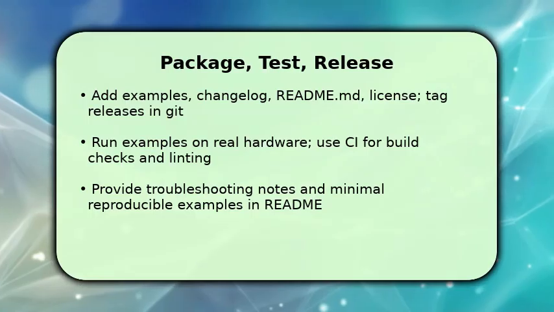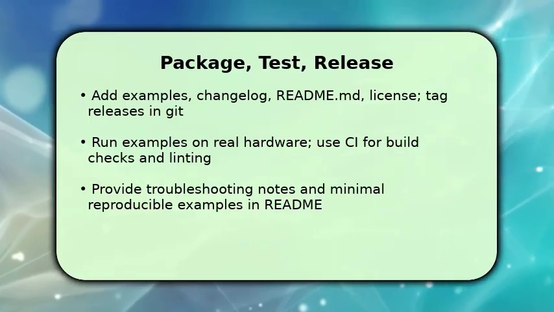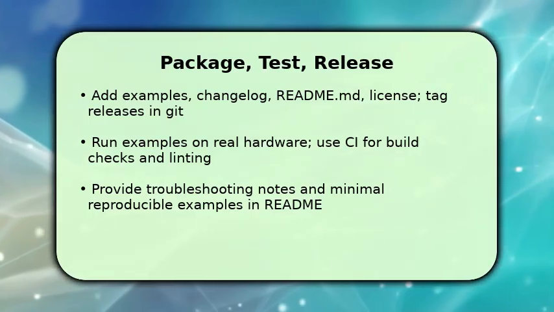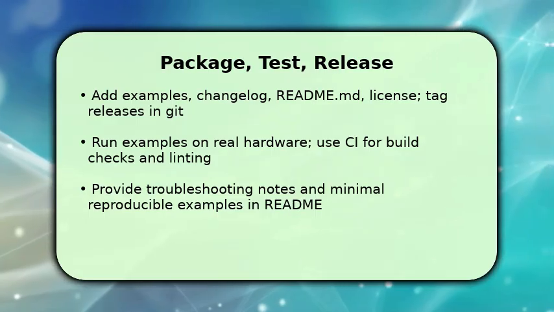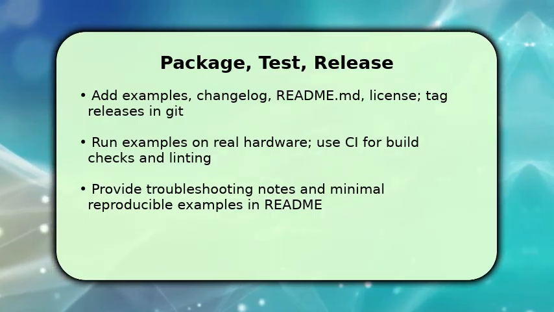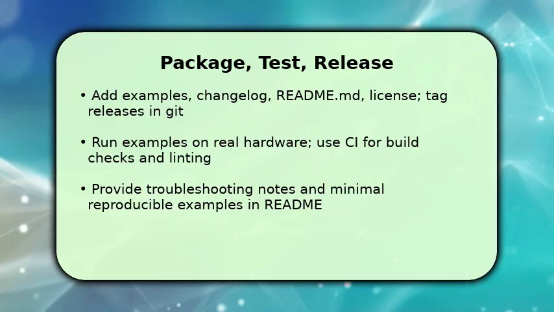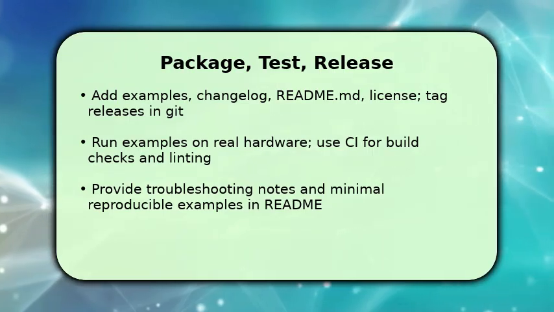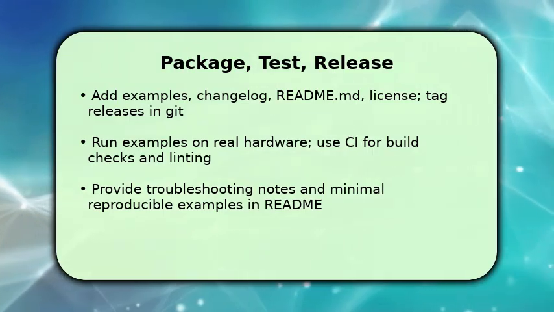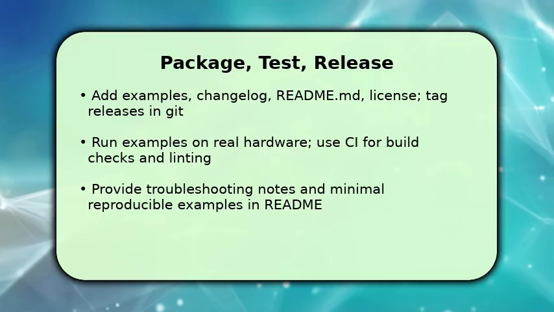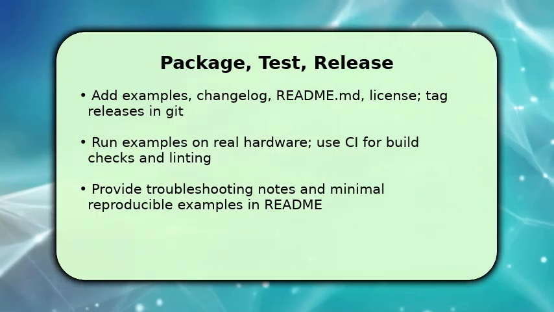You finish by packaging and verifying the library. Update README, license, and changelog, tag a release in Git, and ensure library.properties is accurate. Test examples on real hardware across target boards and set up CI to build examples and run static checks. Once published, monitor issues and respond with reproductions.